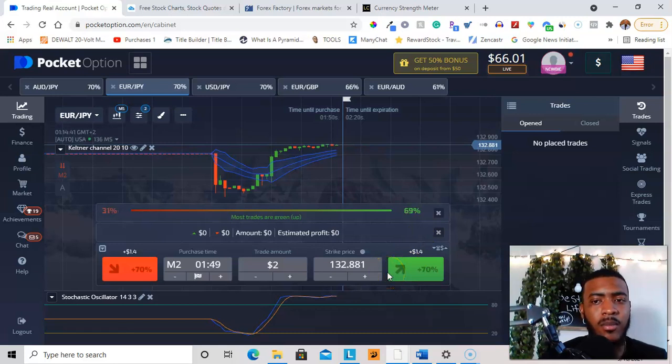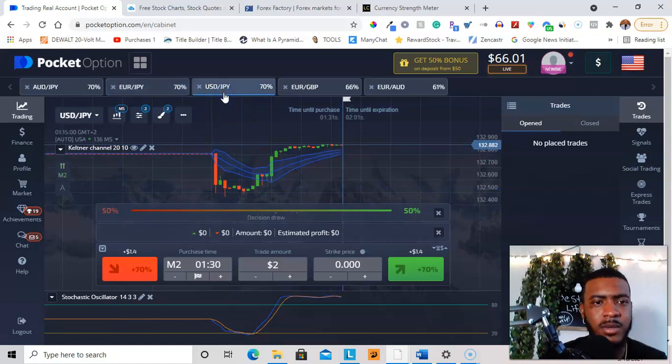You can also turn on Pocket Option's built-in indicators. I keep yawning. Anyway, they're not always super accurate, so don't go by those indicators. You want to be looking at multiple factors. So let's see if I can find a good trade to take.